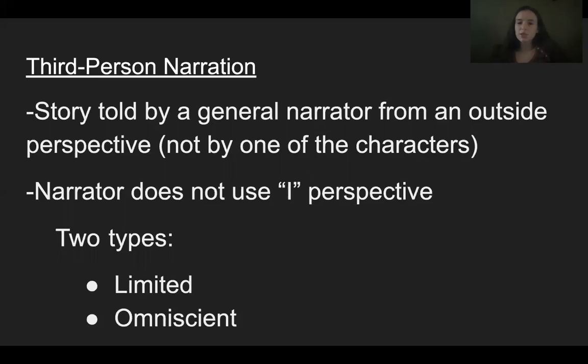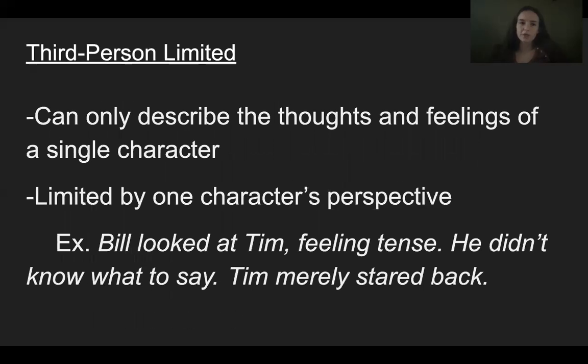So there are two types of third person narration. The first is third person limited. So in this case, the narrator could only describe the thoughts and feelings of a single character. So it's almost as if this narrator lives inside the brain of a single character of the story and can therefore describe to readers what that person is thinking and feeling and what happens to them, but is limited in that it cannot take on other perspectives, and it can't tell what's going on inside of other characters' heads. So it's limited by this one character that it's sort of following around.